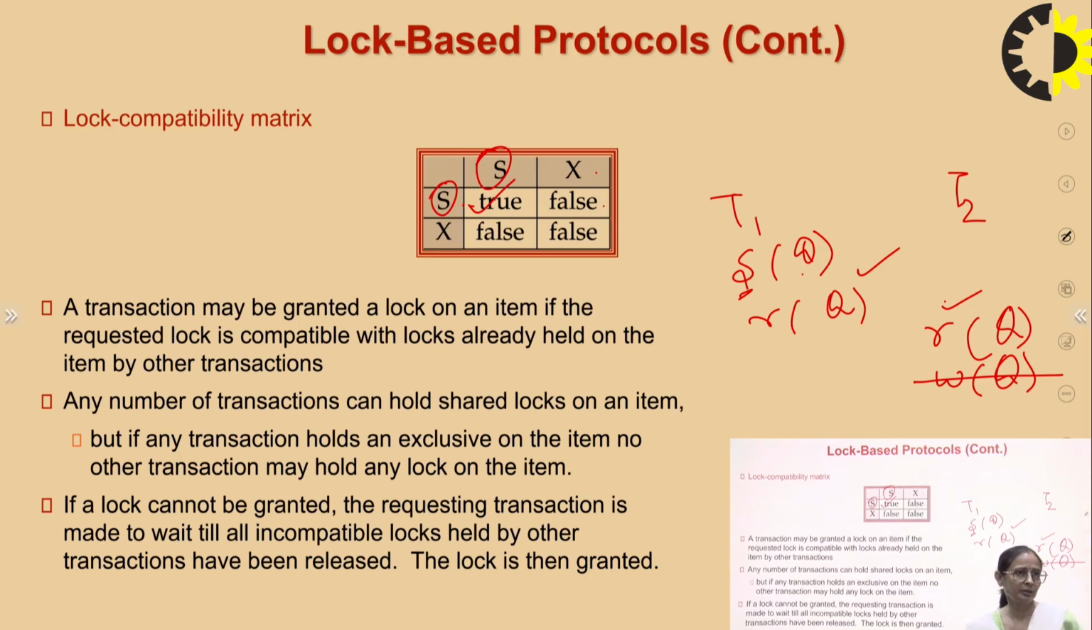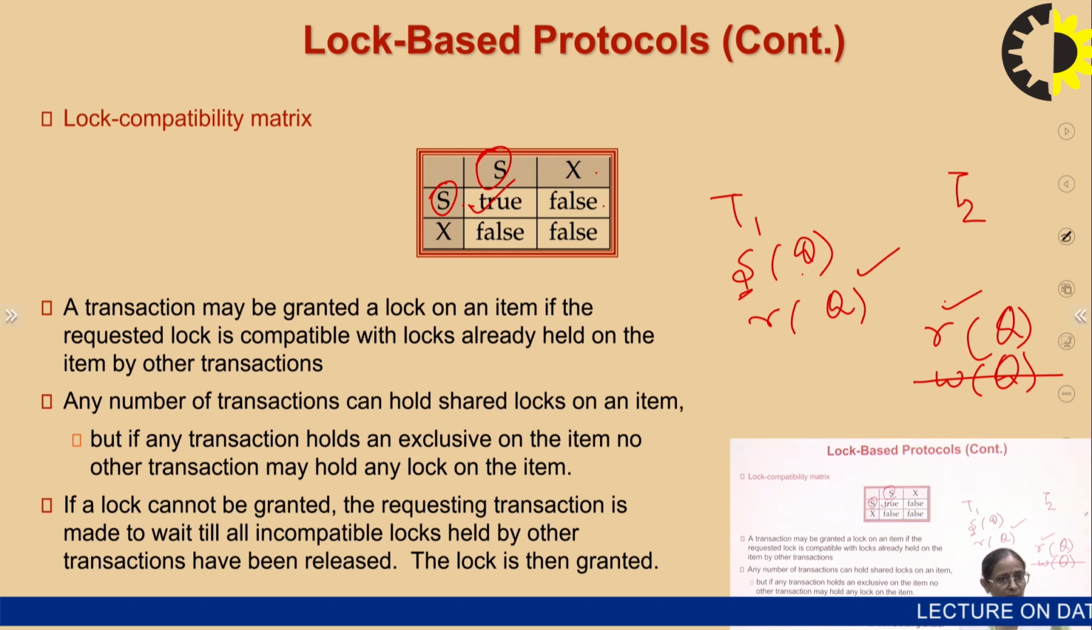A transaction may be granted a lock on an item if the requested lock is compatible with locks already held on the item by other transactions. Any number of transactions can hold shared locks on an item, but if any transaction holds an exclusive lock, then no other transaction may hold any other kind of lock on the item. If a lock cannot be granted, the requesting transaction is made to wait till all the incompatible locks held by other transactions have been released. The lock is then granted.